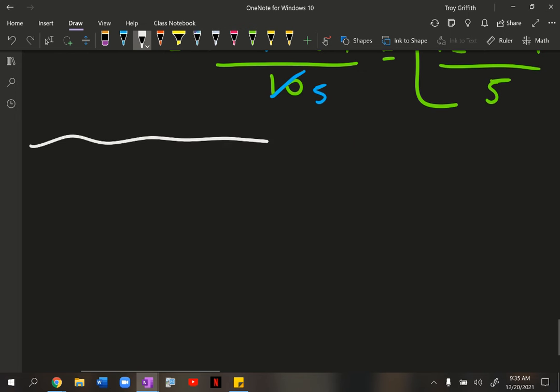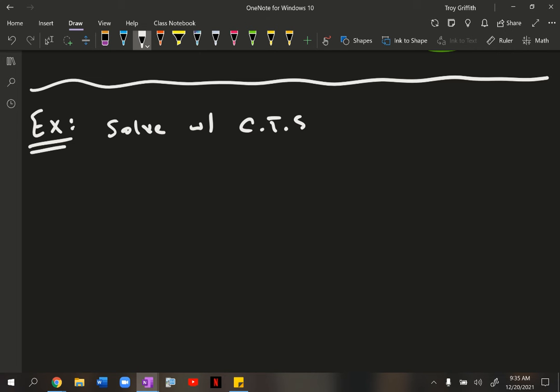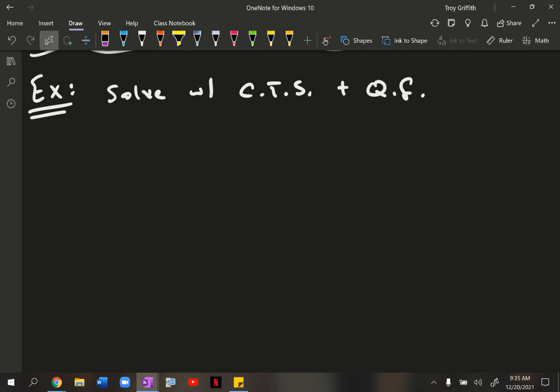I do not know if this answer is going to have real number or imaginary. I'm just doing this one off the top of my head here. This is just a straight up review question. Let's solve with completing the square and the quadratic formula. Again, if you want to try this at your desk, you can pause it and try it, and then we can go back to it. You can see my answer.